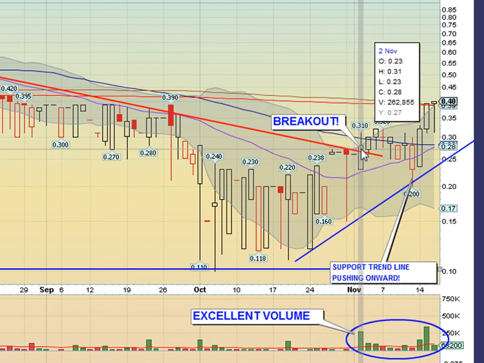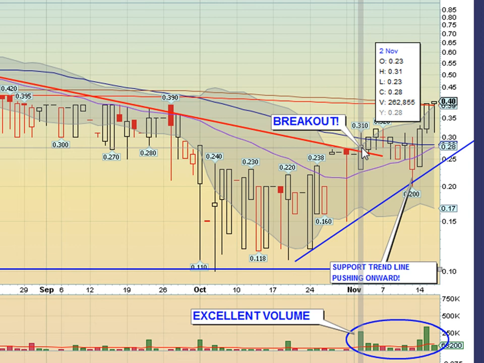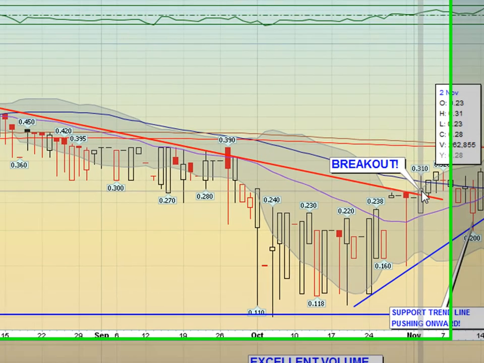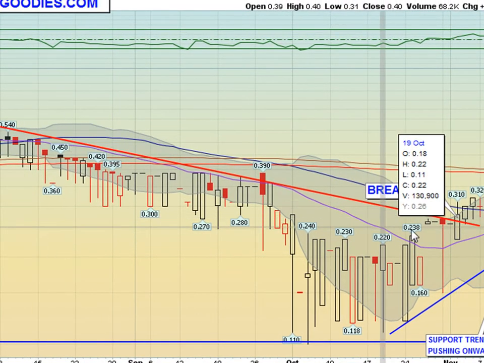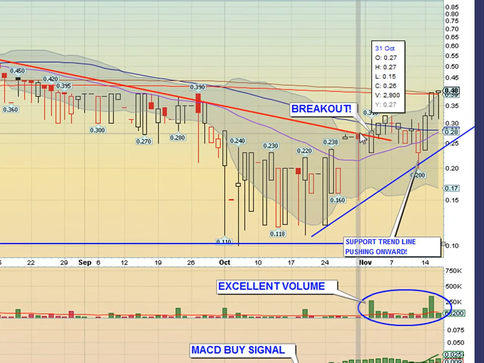What we started to see was right as the stock came back up to test the resistance level, we saw a big buying volume come back in. So basically we went from zero volume the previous day all the way up to 262,000 shares that were traded the following day. So a lot of volume came back in the stock, and we broke out of the downtrend. So this is the signal that the entire trend is reversing. So we've gone from a multi-month downtrend here, and now we've just broken out of this downtrend line.